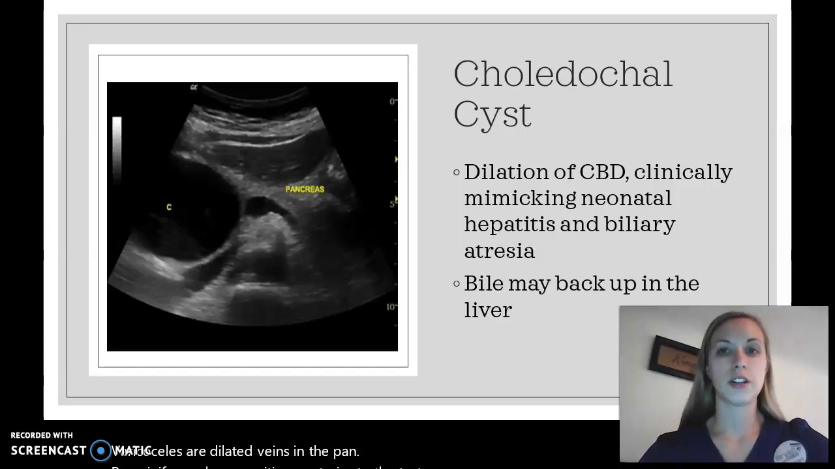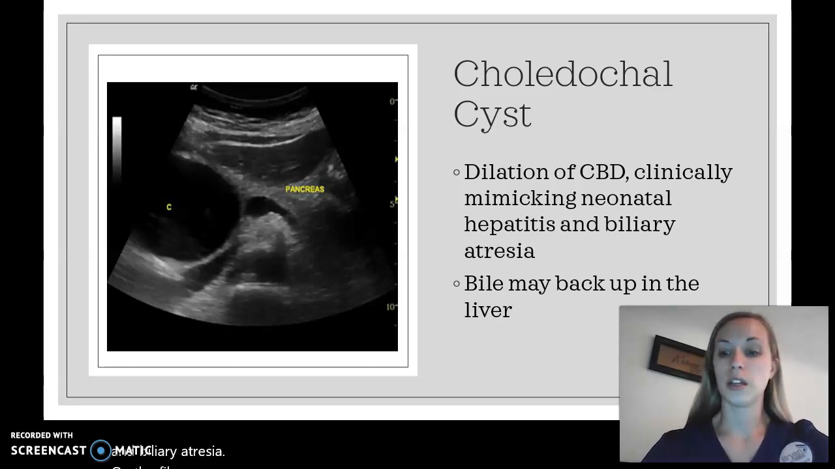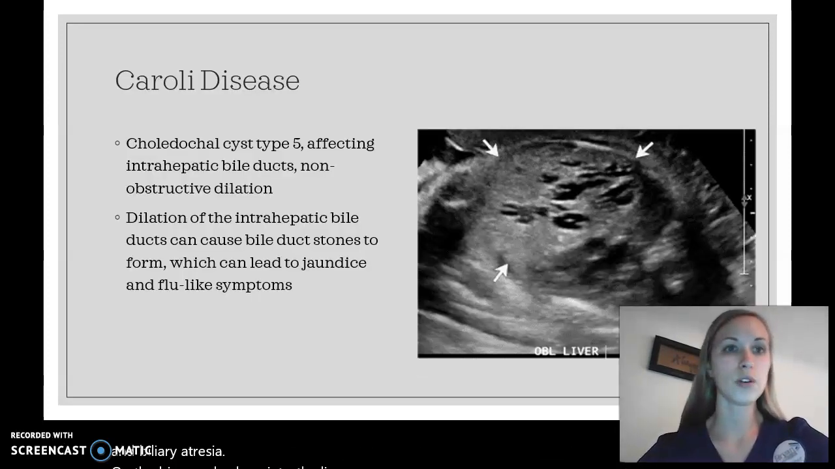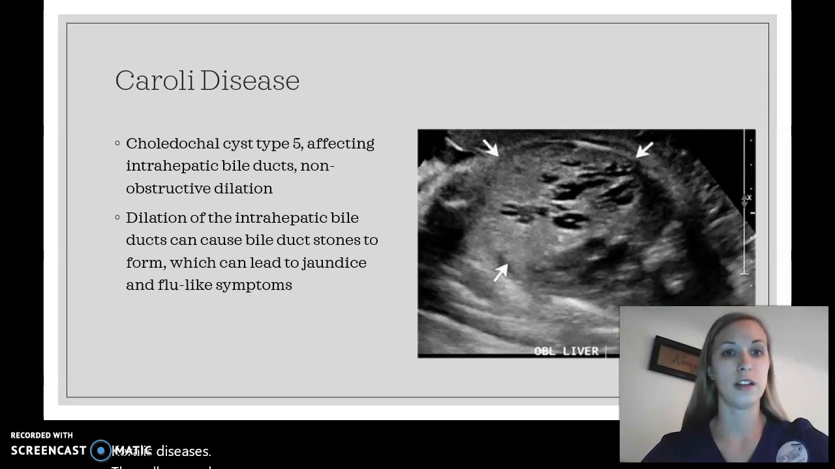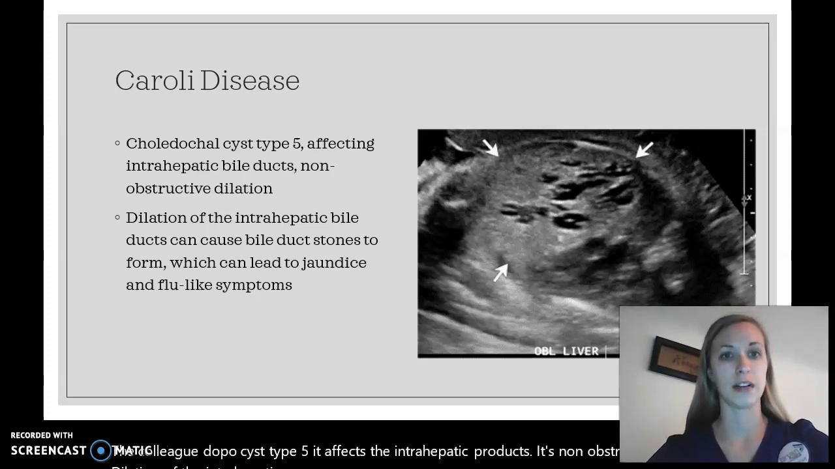Choledochal cyst. It's dilation of the common bile duct, clinically mimicking neonatal hepatitis and biliary atresia. The bile may back up into the liver. Caroli disease is the choledochal cyst type 5. It affects the intrahepatic bile ducts. It's non-obstructive dilation. Dilation of the intrahepatic bile ducts can cause bile stones to form, which can then lead to jaundice and flu-like symptoms.